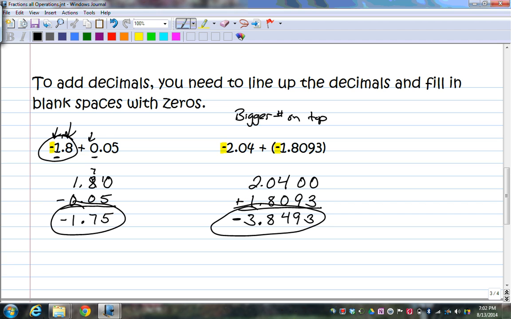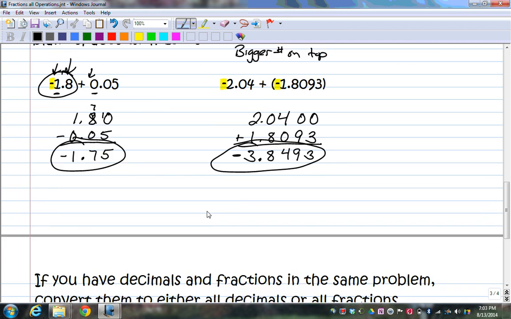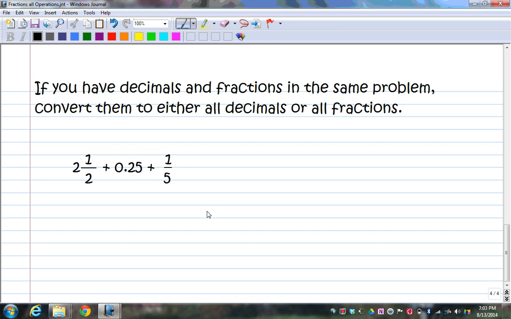Now, let's make it a little bit more interesting. Here, look at that. Isn't that beautiful? I love it. If you have decimals and fractions in the same problem, which you will, you need to convert them to either all decimals or all fractions. It's just a matter of what you prefer, okay? Most students prefer decimals because they don't like the whole common denominator thing. Hey, whatever, man.